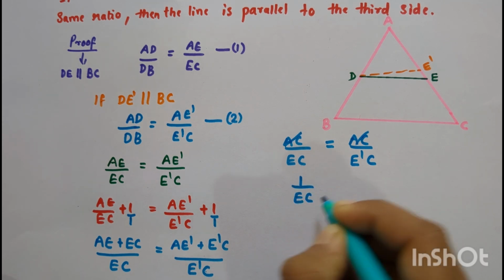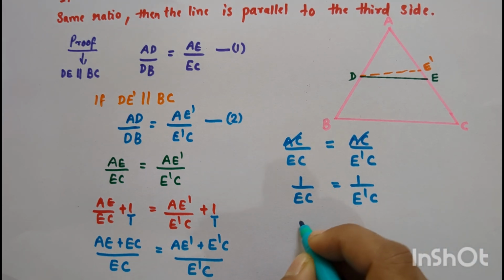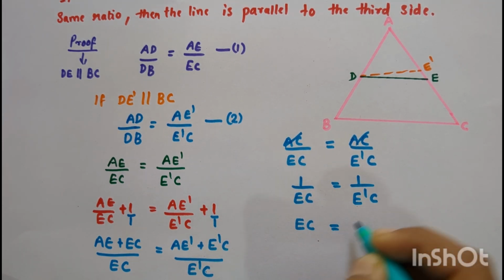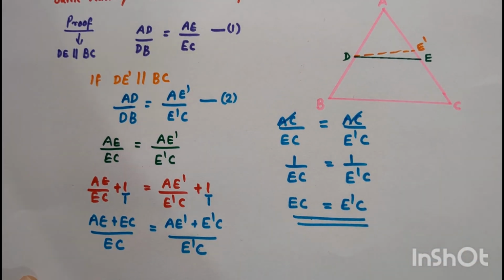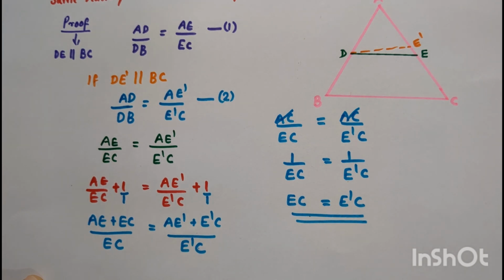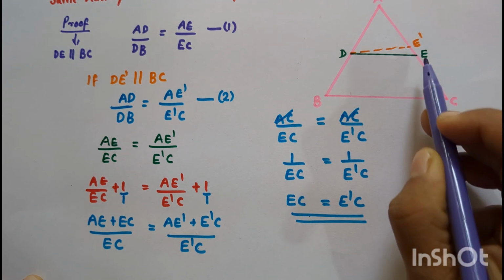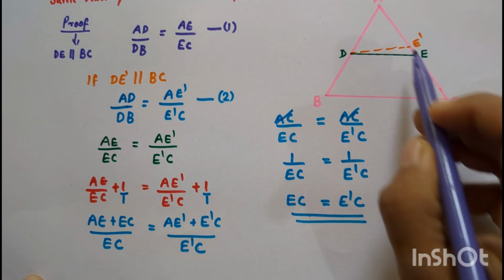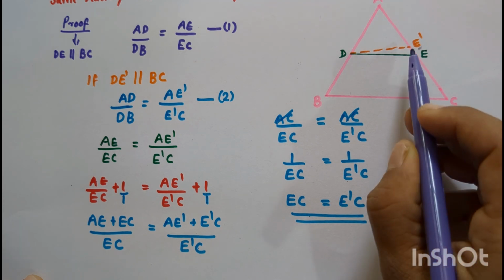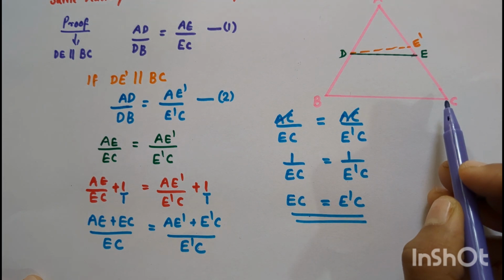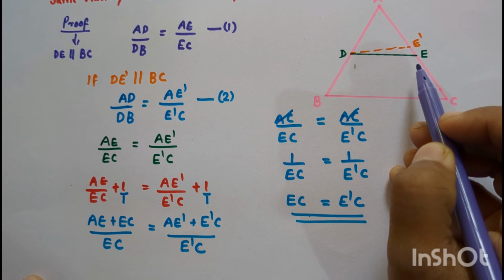So this can be written as 1 by EC is equal to 1 by E dash C. Taking the reciprocal on both sides, this becomes EC by 1, which is EC, and E dash C by 1, which is E dash C. So we are getting the result EC is equal to E dash C. Now this is possible only if E dash and E coincide. E dash C and EC will be equal only if E dash and E, these two, coincide.